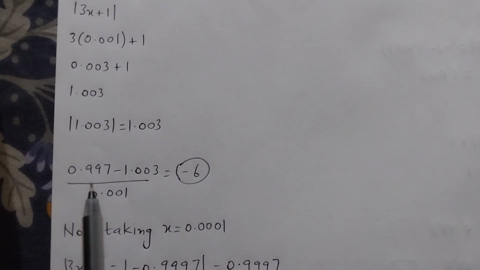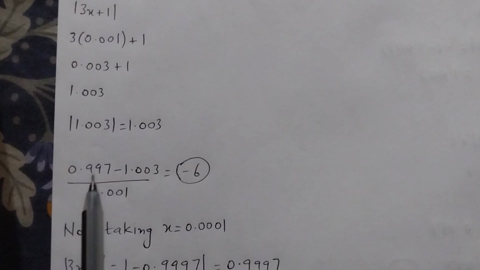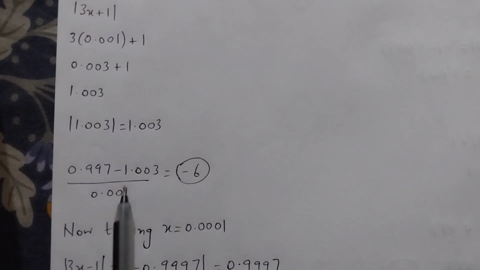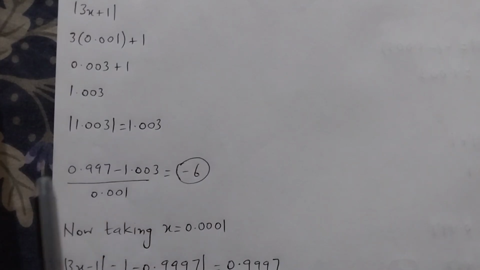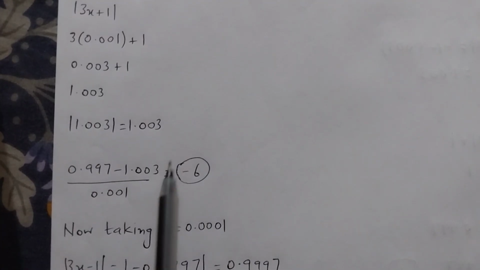Now we'll find the value for the absolute value of 3x minus 1, minus the absolute value of 3x plus 1, over x. So 0.997 minus 1.003 over 0.001. When we calculate the value, we get minus 6. So we have taken a very small positive value and we are getting the answer equal to minus 6.